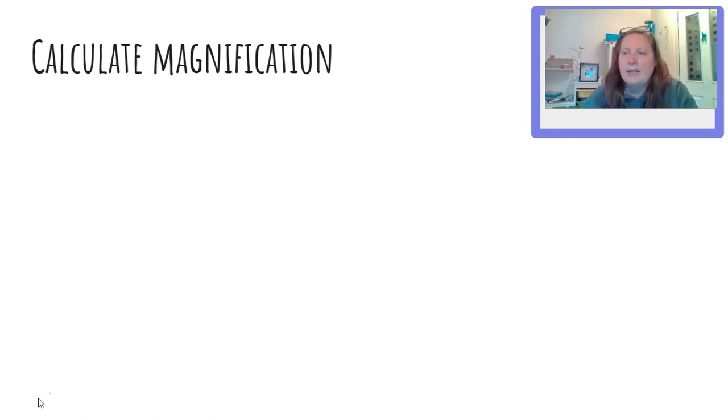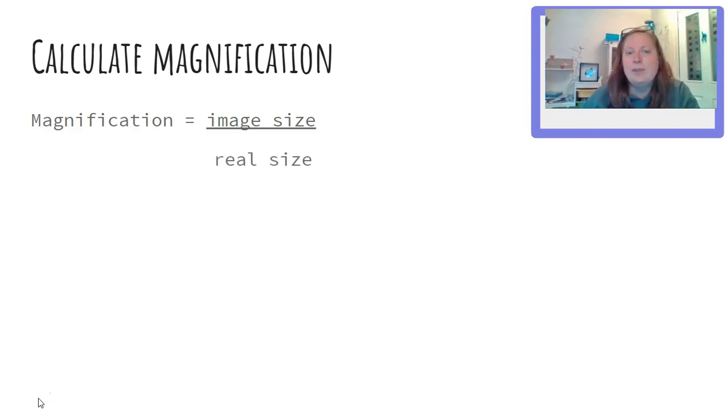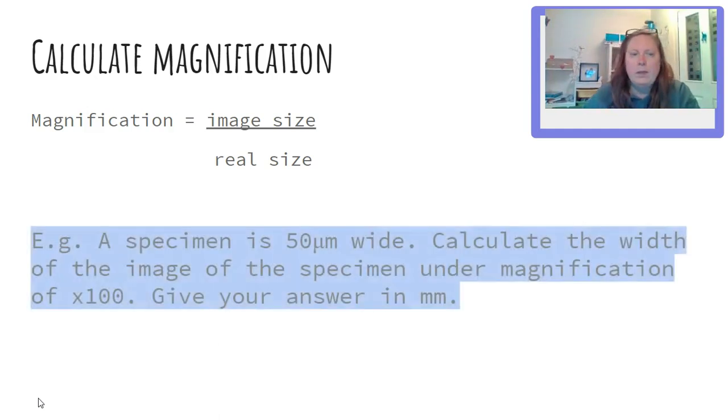You need to be able to use the formula for magnification. You can calculate magnification of an image using this formula. Magnification equals image size divided by the real size. The image size and the real size should have the same units, and if they don't, you'll need to convert them first so that they match. If you want to work out the image size or the real size of an object, you need to rearrange this equation. So I'll give you a little practice question.